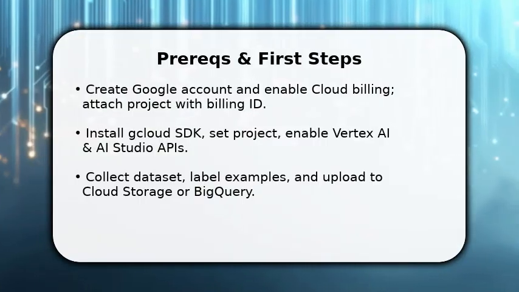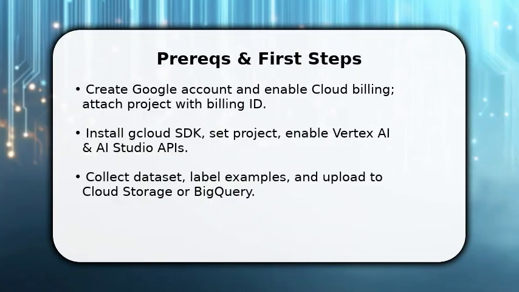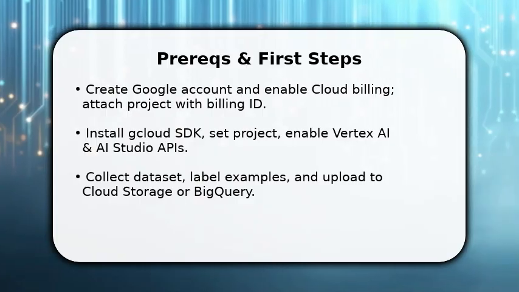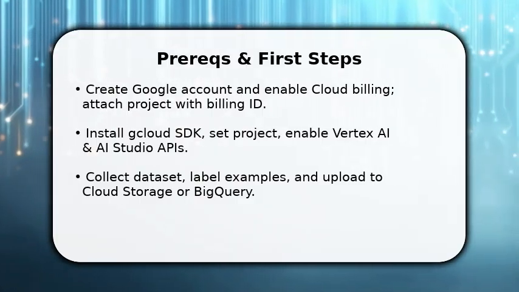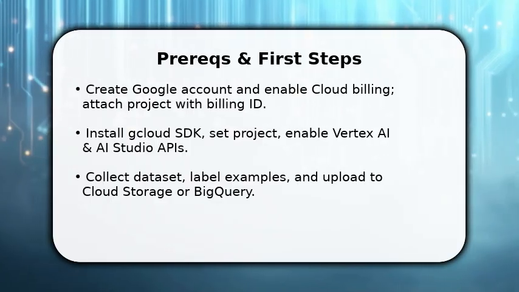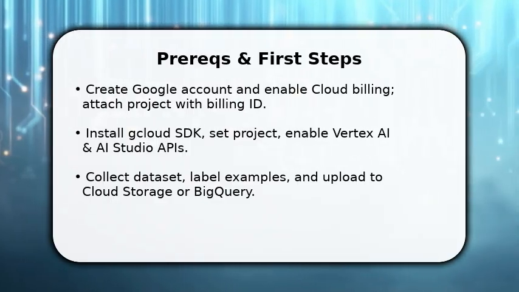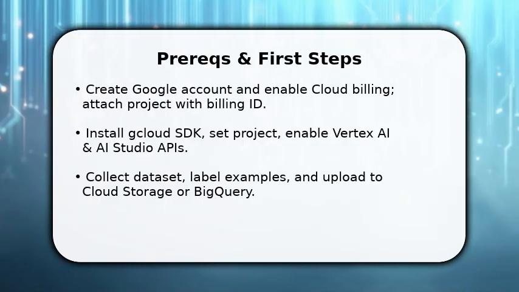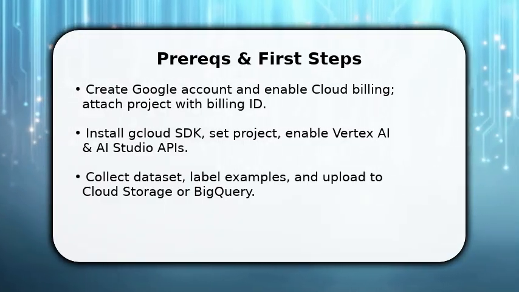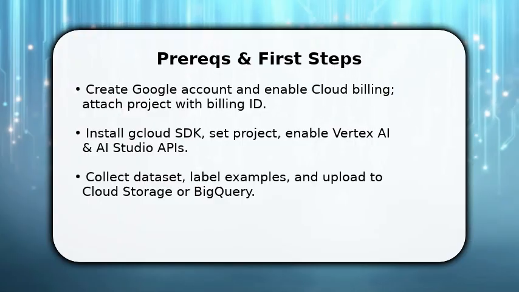You start by gathering what you need and taking the very first actionable steps. Create a Google account, enable billing, and attach a project. Then install gcloud and authenticate. Once done, enable Vertex AI and AI Studio APIs so the platform accepts requests. Make sure to collect and label your dataset, then upload it to cloud storage or BigQuery for fast access.